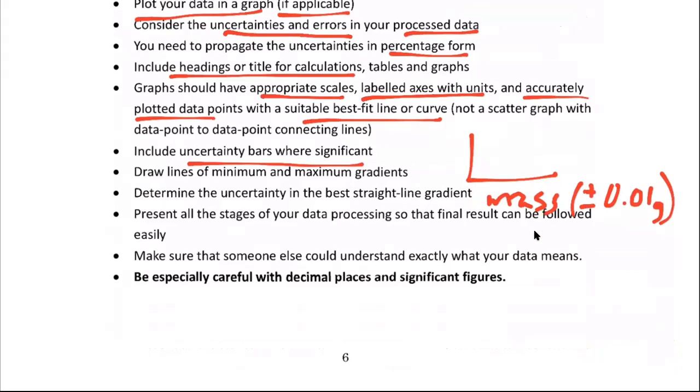Maximum and minimum gradients determine the uncertainty in the best fit line. Present all the stages of your data processing so the final result can be understood easily. This is what I'm talking about: you don't have to show me every calculation, but you need to show me one example for each part or stage so that somebody can follow it, because I'm not the only one that's going to be grading it. This is also going to get sent off to somebody in a different state or even a different country, and they need to be able to follow your process, okay? So that's what these last couple of bullets mean. Make sure that somebody else could follow it and understand what you're doing.